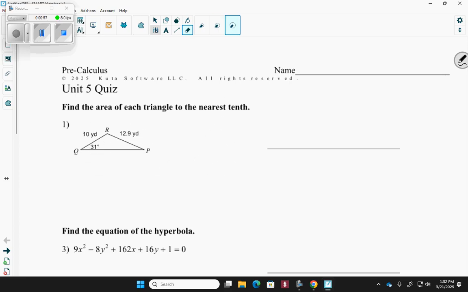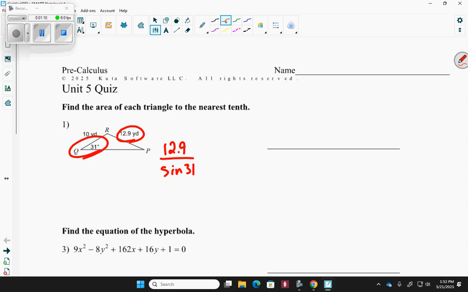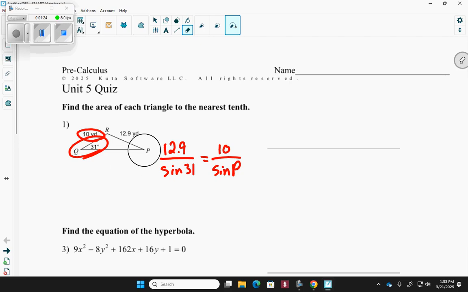Now remember, when you are looking at a triangle, the first thing you ask is, can I make a pair of corresponding parts? If you notice, you have this angle and this opposite side, so I can use law of sines. I'm going to set it up as 12.9 over sine of 31 is equal to 10 over sine P, because I'm going to find angle P. You cross multiply and solve, and angle P ends up being 23.5. I'm purposely going fast so I can get through it without a very long video. However, you might have to go back and watch it again.